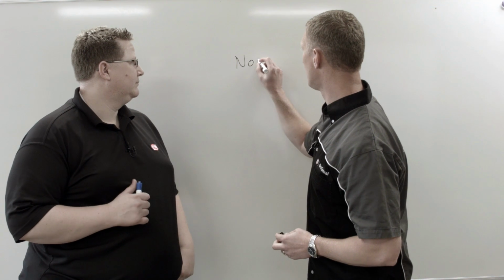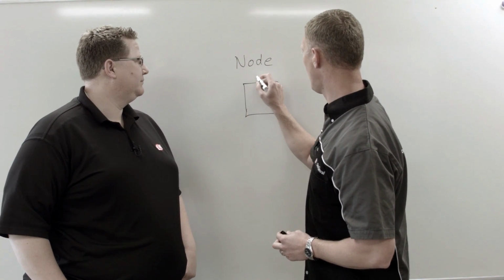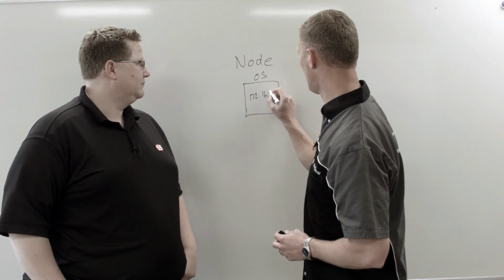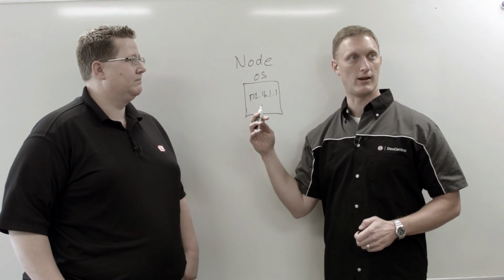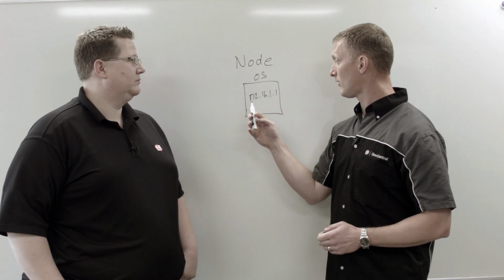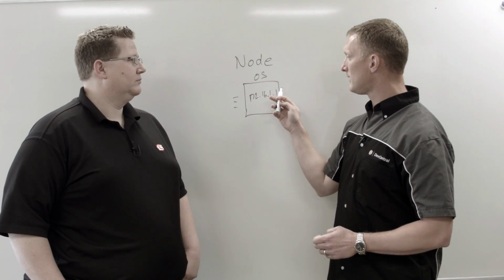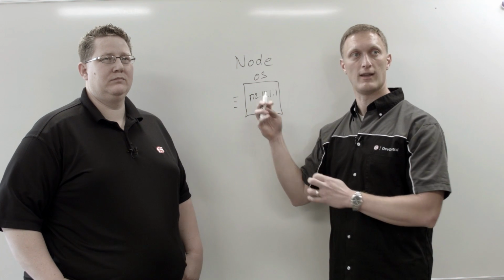So I'll just write the word node up here, and think of a node as, say you have an operating system, whatever, at 172.16.1.1. The node is basically just the IP address of a server, and so you could have several different services running on this. But the overall idea here for a node is just the IP address of that server.